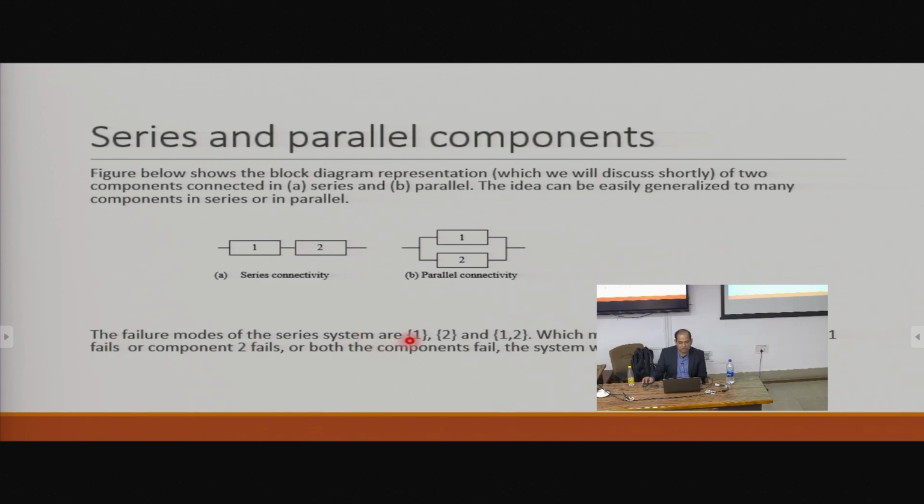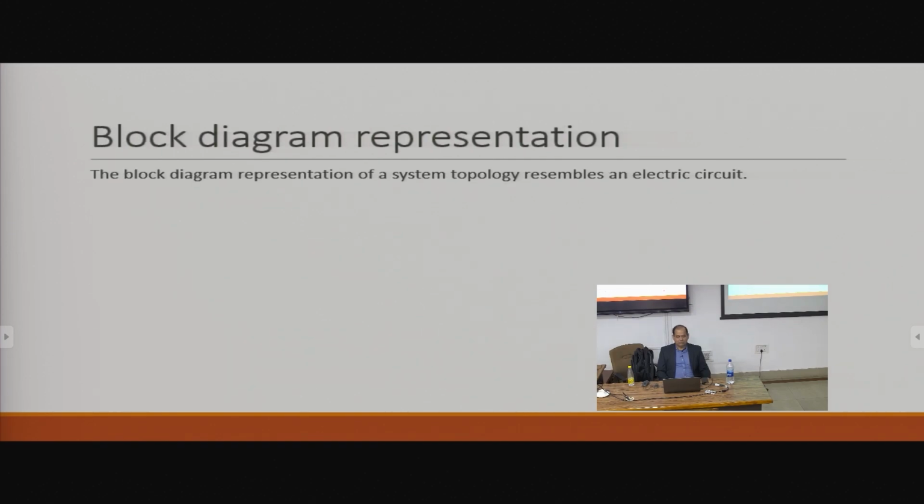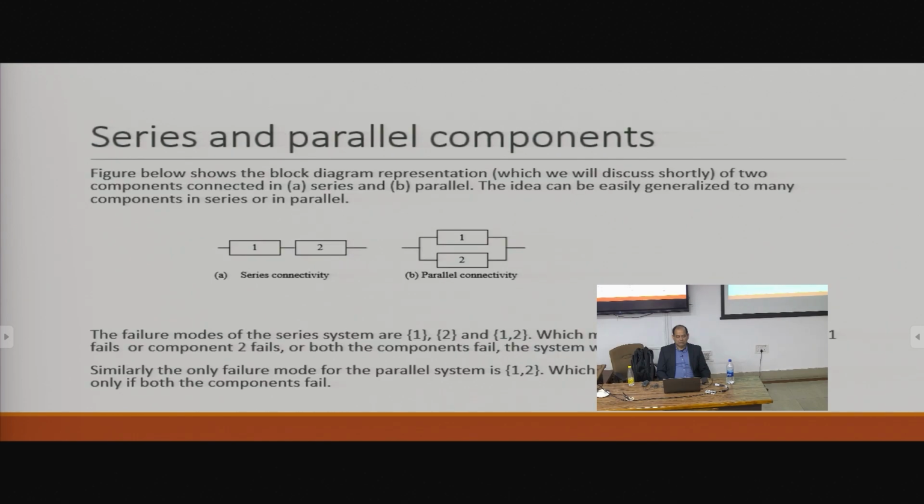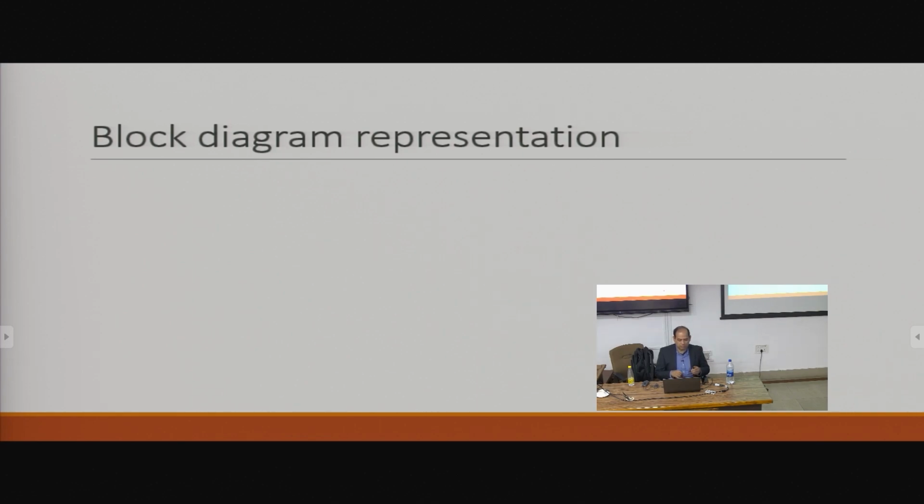So failure modes are just these combinations, right? One fails, two fails, or 1 and 2 both fail, this will fail. And here, there's only one. If both 1 and 2 have to fail, for the parallel system, for the system to fail. So the question I have now is, I'm sure you've seen this before. Actually, let's just go through a few slides before we do that.